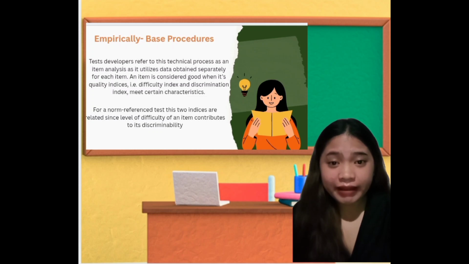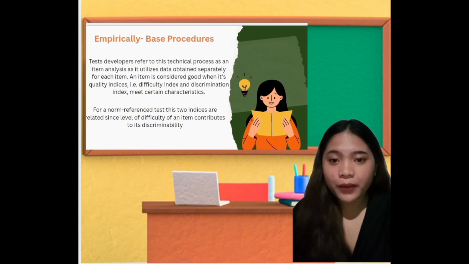Ang item analysis ay isang technical na proseso na ginagamit ng mga gumagawa ng pagsusulit para suriin ang kalidad ng bawat tanong sa test. Tinitingnan nila ang datos mula sa mga sagot ng estudyante para sa bawat item. Isang tanong ay tinuturing na maganda o maayos kung pumapasa ito sa dalawang mahalagang sukatan. Una ay difficulty index, antas ng kahirapan o gaano kadali o kahirap ang isang tanong. Kung halos lahat ng estudyante ay nakasagot ng tama, masyadong madali ang tanong. Kung halos lahat naman ay mali, masyadong mahirap. Dapat sakto lang para masukat talaga ang kaalaman.